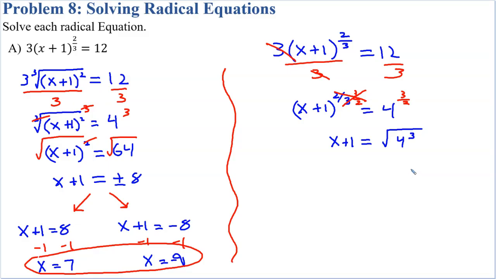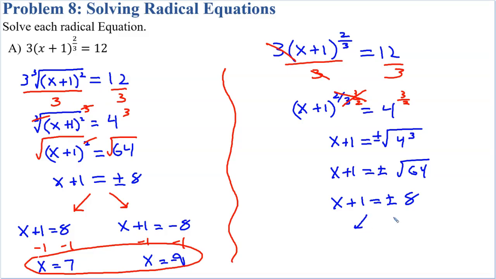And I guess the one trick with doing it this way is if I'm taking something to a half power, I am taking a square root, so I would need to include the plus or minus. Okay, I think that's a little clearer doing it this way with the roots. But anyway, we can solve. So x plus 1 is equal to plus or minus the square root of 4 to the 3rd, which is 64. Okay, so x plus 1 is equal to plus or minus 8.